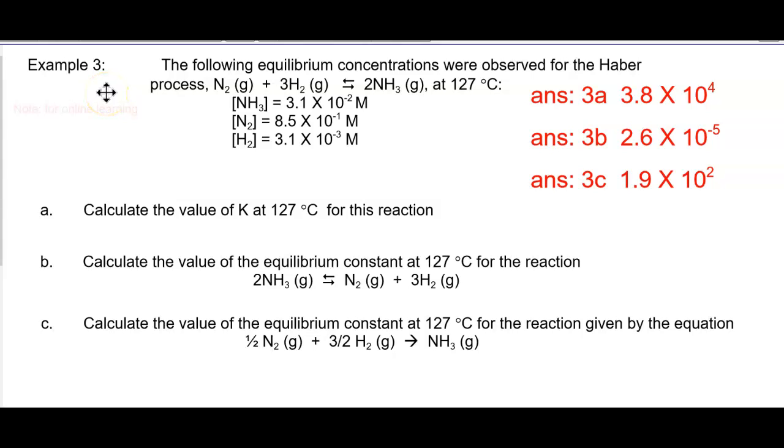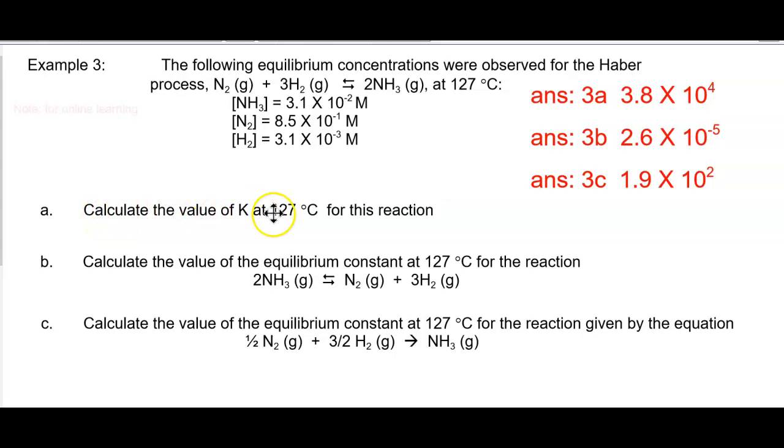Equilibrium notes example 3. So here we have a reaction being described as nitrogen gas plus 3 hydrogen gas going to 2 NH3 gas at 127 degrees Celsius. We have the concentrations for each of our gases listed in the problem, and these are the answers for parts A, B, and C. Let's first work with A and look at it.